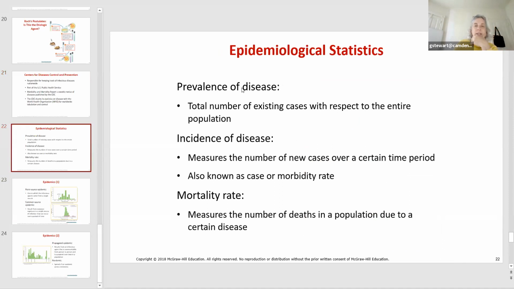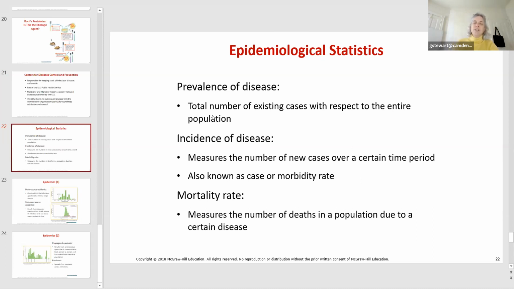Which brings us to this: prevalence, incidence, and mortality rate. Super important words here for epidemiology. Prevalence is the total number of existing cases with respect to the entire population. So the prevalence of a disease, for example for COVID, if you're looking at the numbers, would be both the people that have tested negative and the people that have tested positive, right? That's the best measure we have. We don't really know how many people have the virus because we're not testing every single person. Only if we tested the entire population would we know, right?